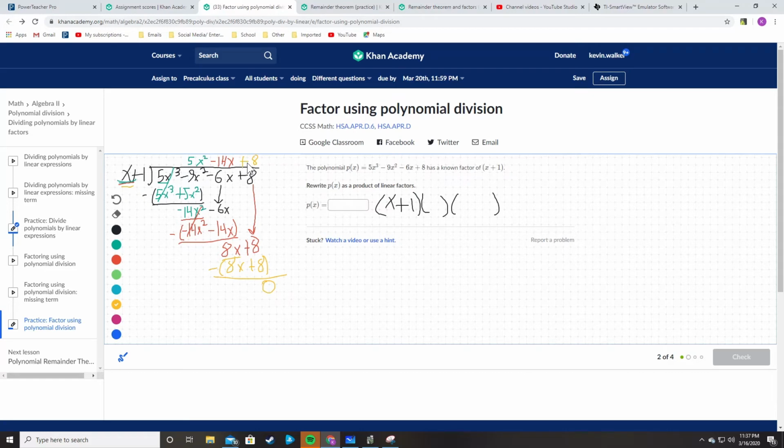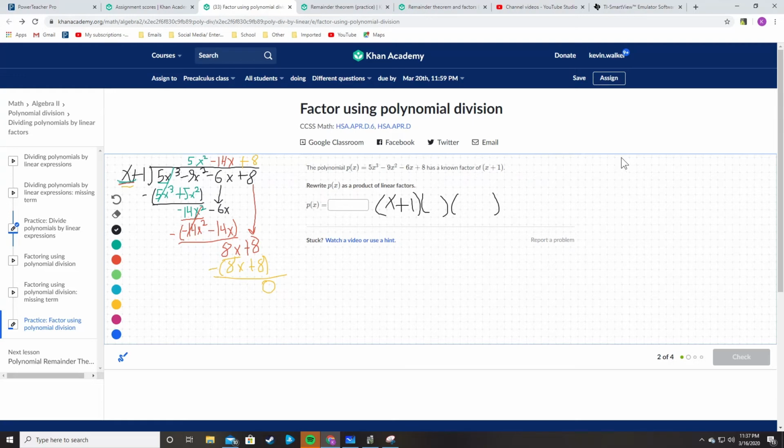So this right here, we end up getting as our bigger factor. Now what we're going to have to do, we're going to have to go through and factor out this part. So let's rewrite this to the side.